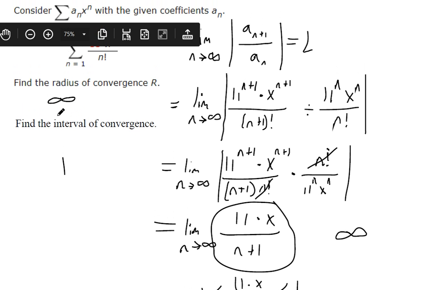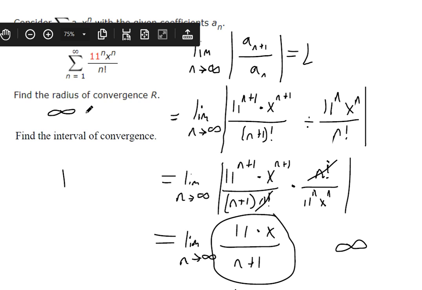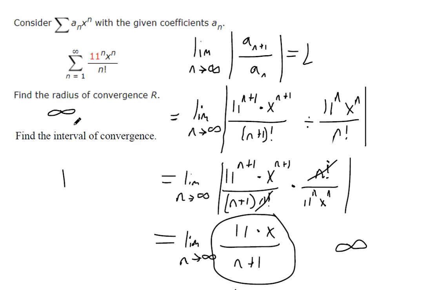I'll have to take a look and see how WebAssign wants us to type that in, but maybe it'll be -infinity to +infinity. I'll look in just a second here. Oh no, that would be down here. The interval of convergence, -infinity to +infinity.